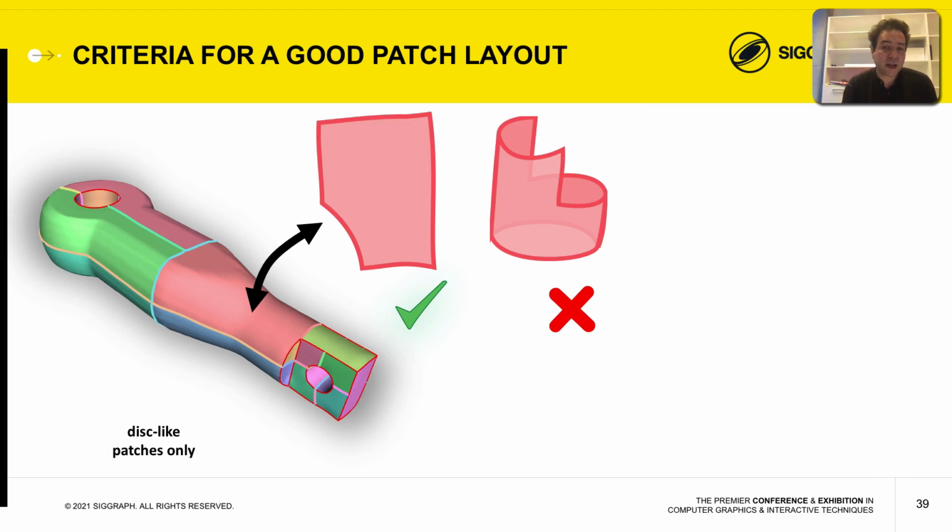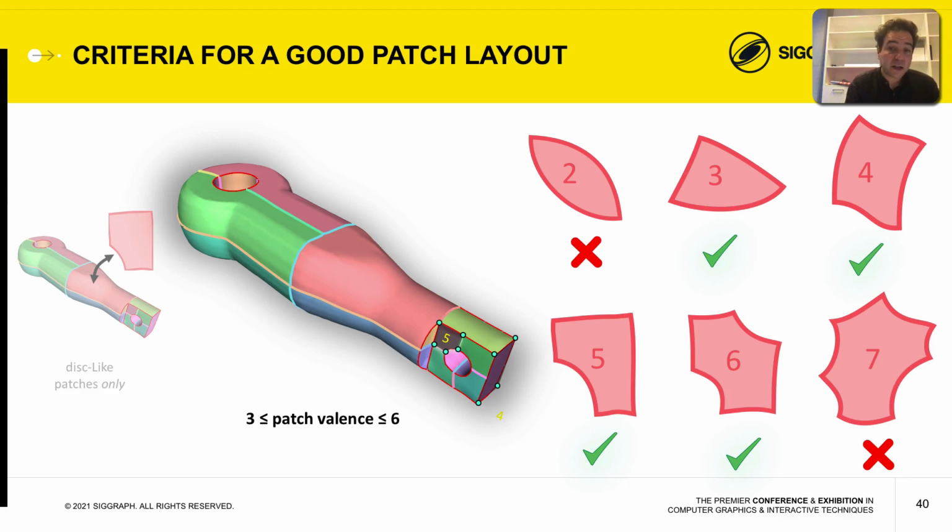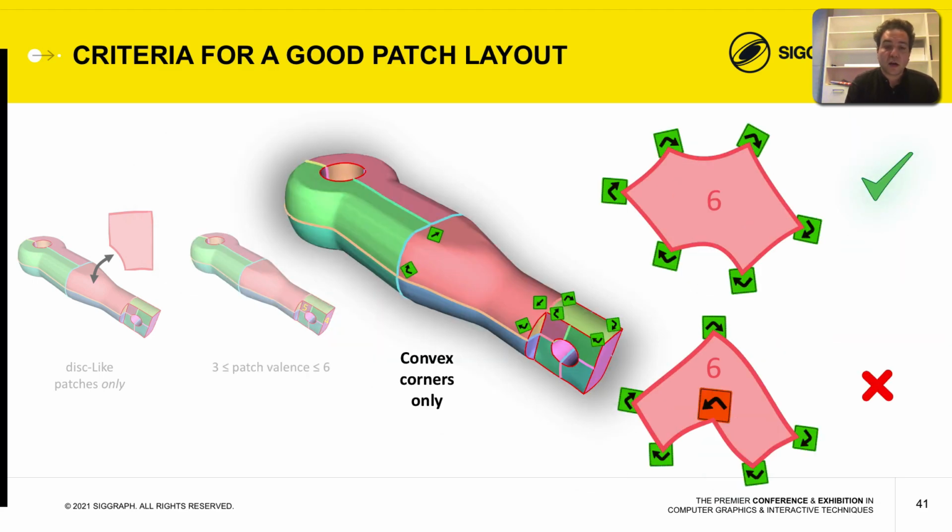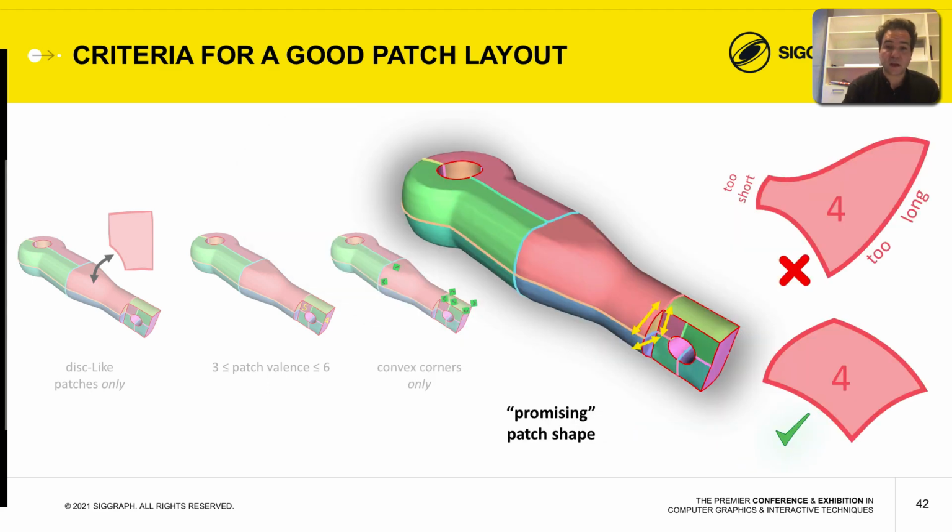First of all, we need each patch to be homeomorphic to a disk. Then, in order to use the tessellation by Takayama and colleagues, we need the valence of each patch to be between 3 and 6. Also, we want each corner to be convex, like the one shown on the top patch, not the one shown on the bottom patch, which has a concave corner. We want to favor the patches that can be quadrangulated with no or a single irregular vertex, according to our Catmull-Clarkability constraints.